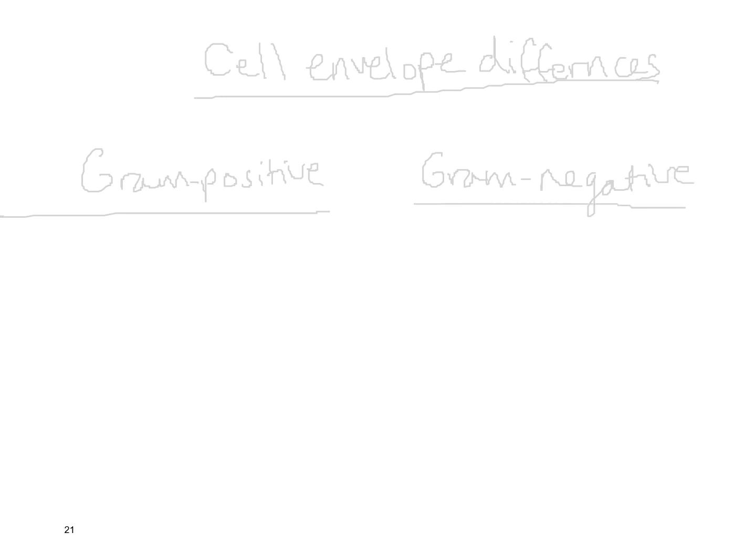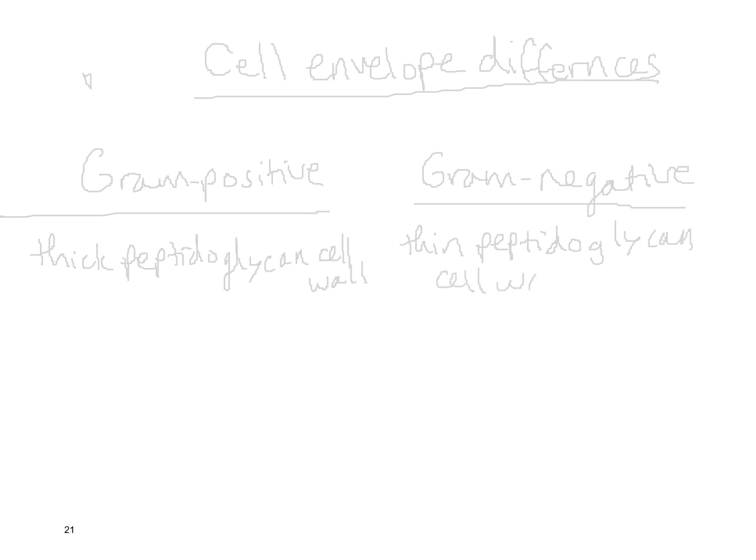Okay, so some differences. And this would be really good to know for the test. So I definitely would put a big star on this. So for gram-positive bacteria, they have a thick peptidoglycan cell wall. And gram-negative bacteria have a thin peptidoglycan cell wall. And then another difference, gram-positive bacteria, there's no outer membrane. But the gram-negative bacteria do have an outer membrane.